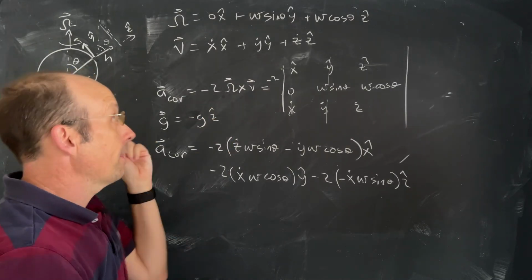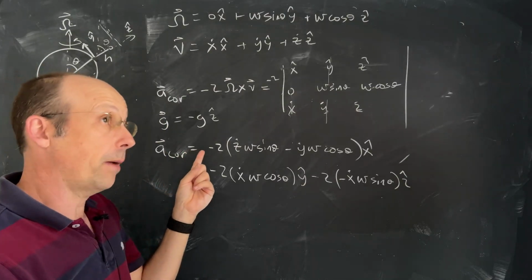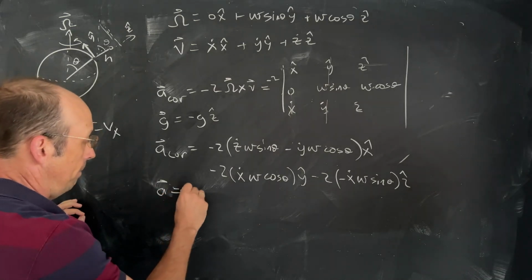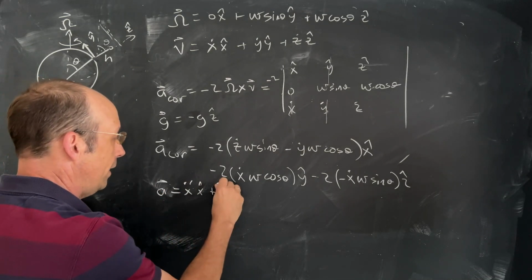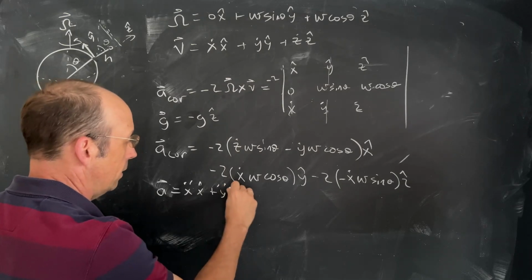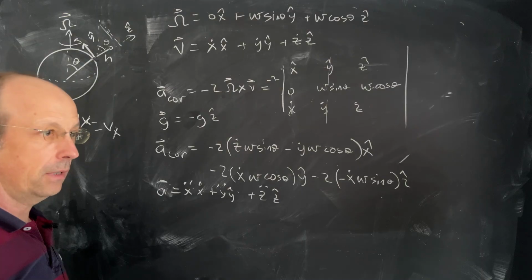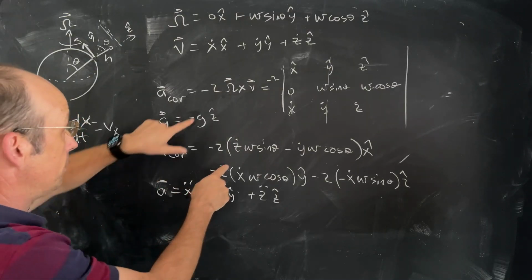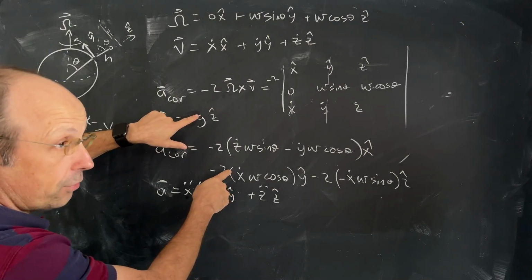Now I have the acceleration, this plus this, and I can also write my acceleration as x double dot x hat plus y double dot y hat plus z double dot z hat. And I can say my x component of this acceleration is the sum of the x components of these two acceleration vectors.